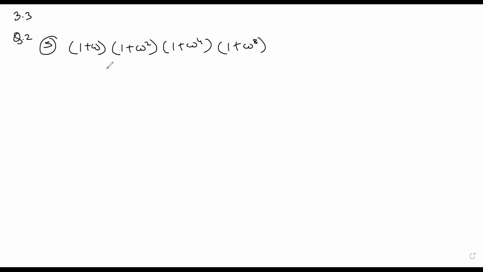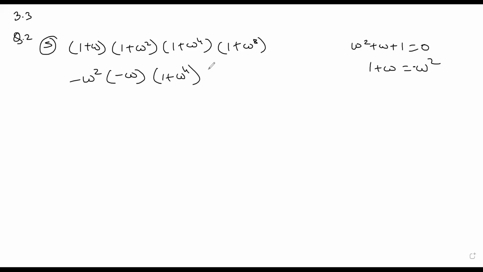3.3, question number 2, fifth sum. So (1 plus w)(1 plus w square)(1 plus w raised to 4)(1 plus w raised to 8). Now 1 plus w, we know very well that w square plus w plus 1 is equal to 0. So 1 plus w is minus w square. 1 plus w square is minus w.